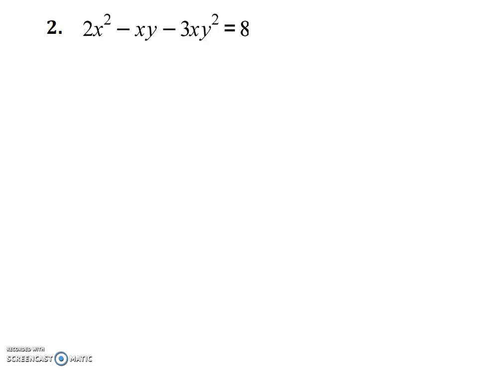So for our next example, we have 2x squared minus xy minus 3xy squared equals 8. So now we're going to have to do the product rule 2 times. Once for this term, since I have minus x times y, and once for this term, since I have minus 3x times y squared. So I'll have to do a product rule for each of these. Okay, but I'm going to start with the 2x squared. That would just be 4x.